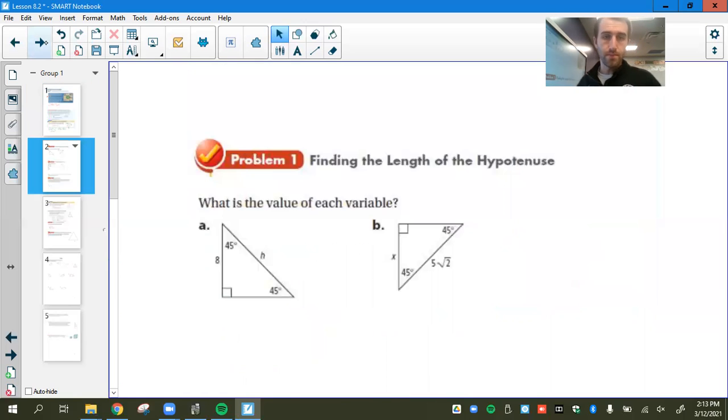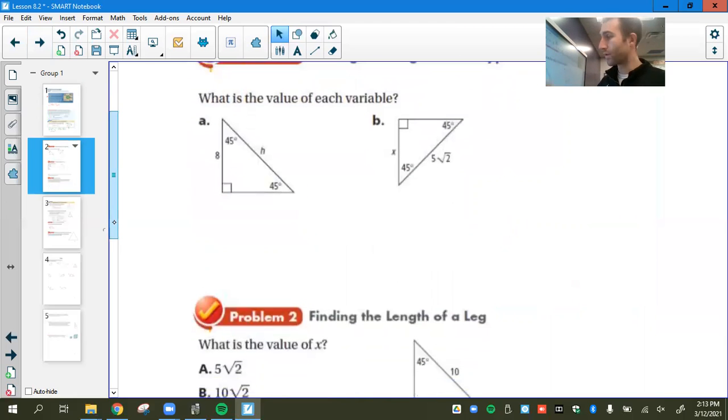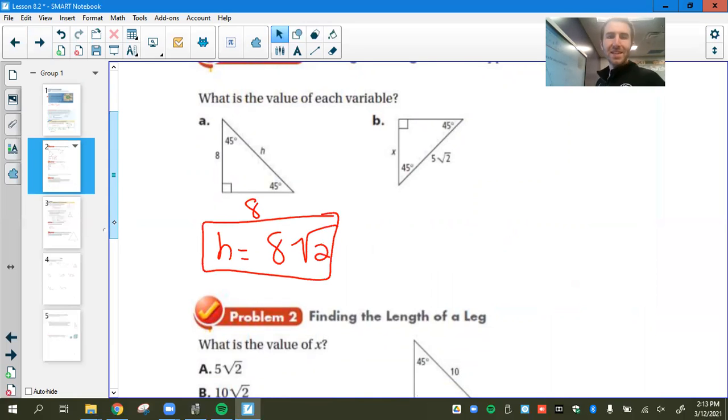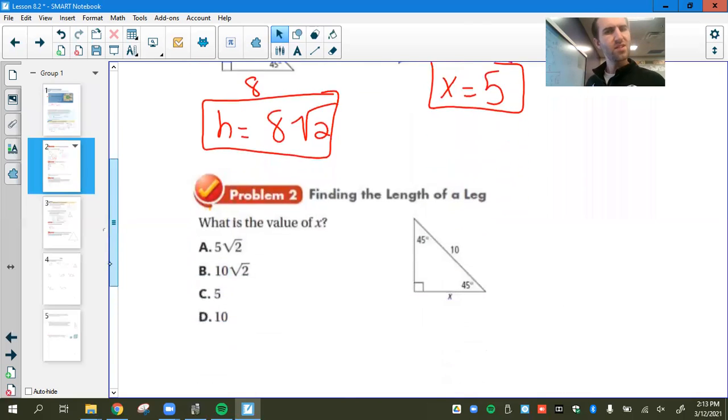Let's apply it to this problem. What is the value of each variable? Okay, so 45, 45, 90. We know that's 8. We know that's 8. So h is simply 8 root 2. Done. Okay, what about b? All right, so if that length is x, that's also x, right? And the hypotenuse is just the length of a leg times root 2. So take away the root 2 and you're left with x just being 5. Easy.